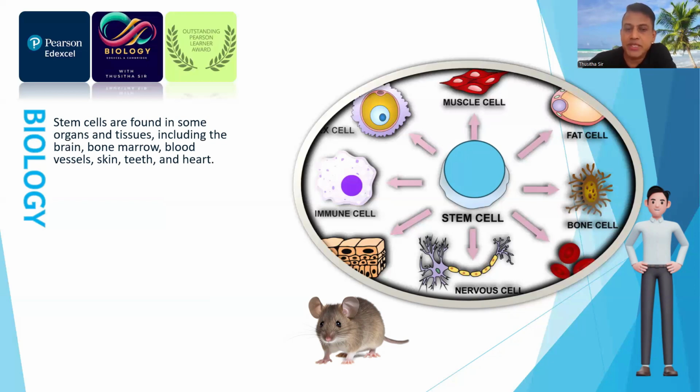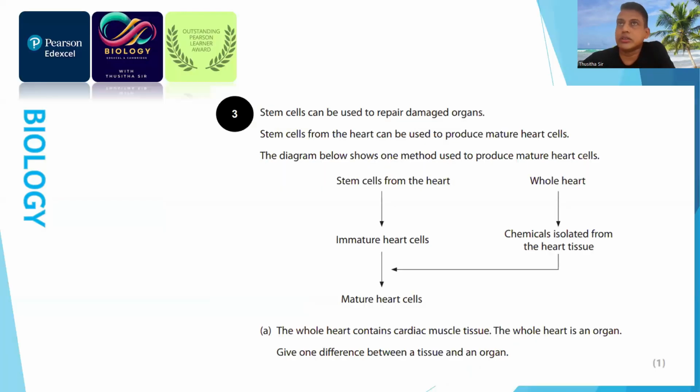So in this question, they are going to use some stem cells from an organ. That means stem cells are found in some organs and tissues, including the brain, bone marrow, blood vessels, skin, teeth, and heart. Scientists are continuously trying to discover stem cells in these tissues, and they're trying to differentiate these cells into the tissues where they were isolated. For example, in this question, stem cells can be used to repair damaged organs. That's one medical use. Stem cells from the heart can be used to produce mature heart cells.